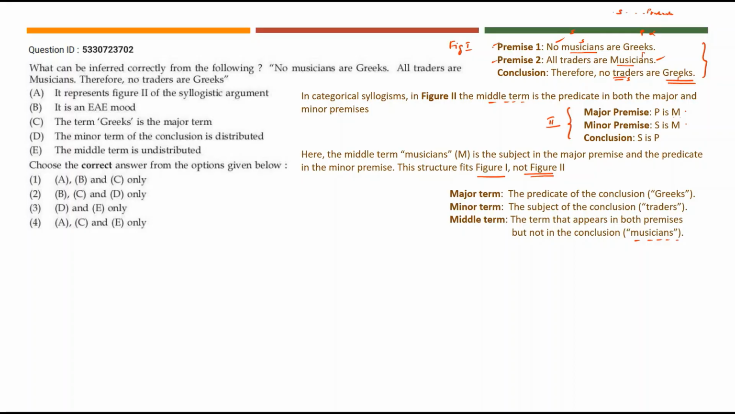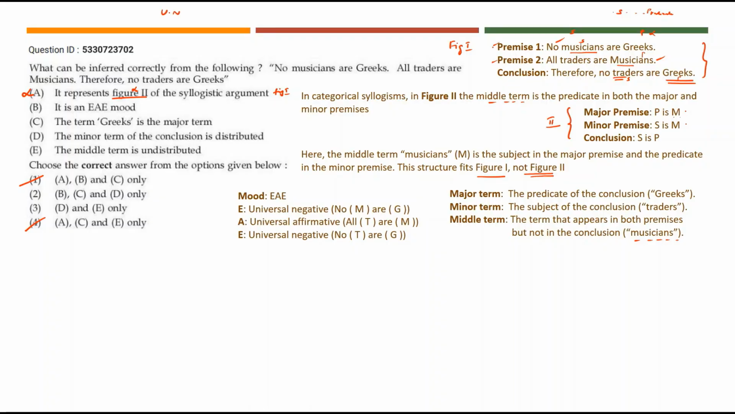From this what we can do? We can rule out A because it is not figure 2. It is actually figure 1. What options involve A, 1 and 4? So I am ruling out them. Now we have to check for B statement. It is an EAE mood. What it is actually? E means universal negative and A means universal affirmative. When a statement is like no subject is predicate, that comes under universal negative. When we have all subject is predicate, that becomes universal affirmative.